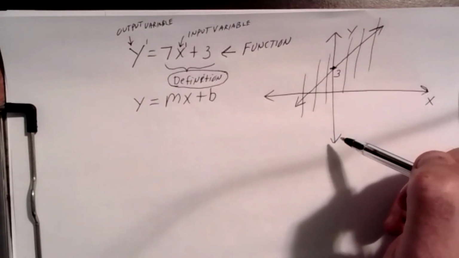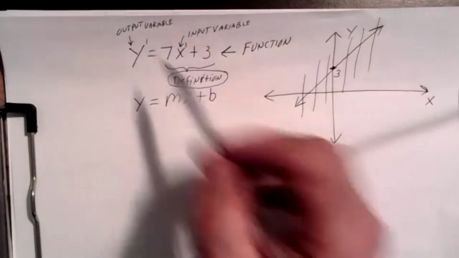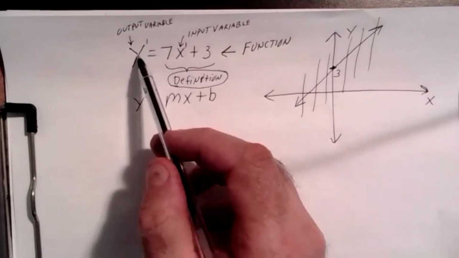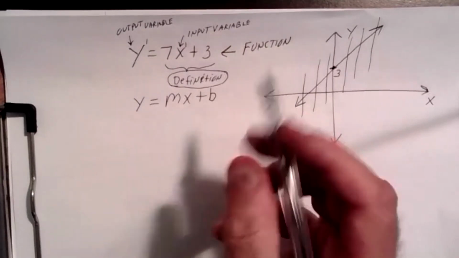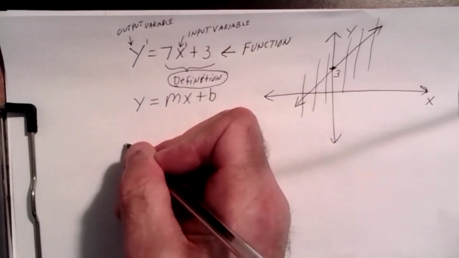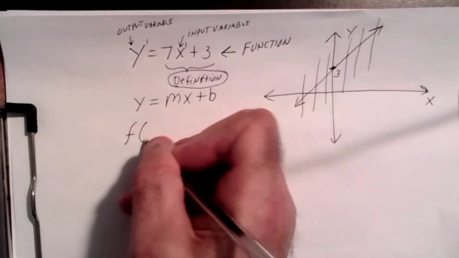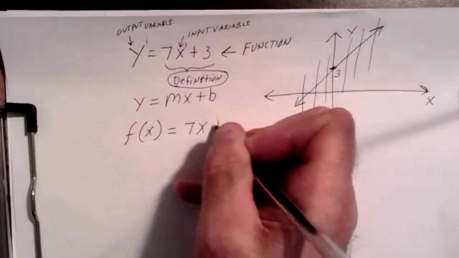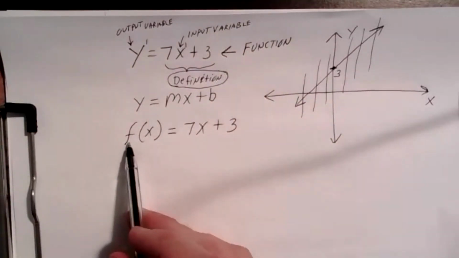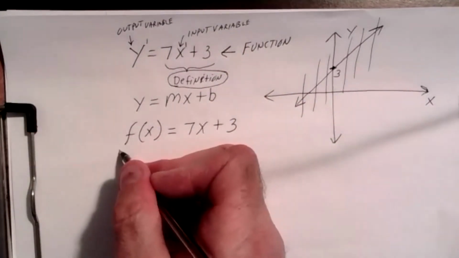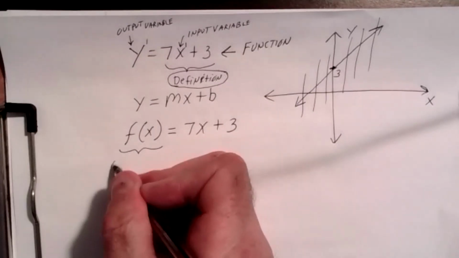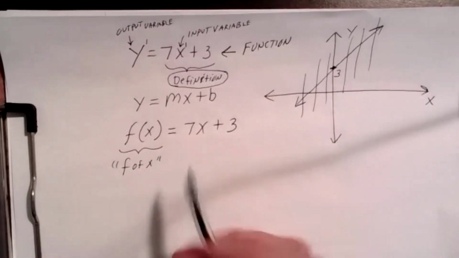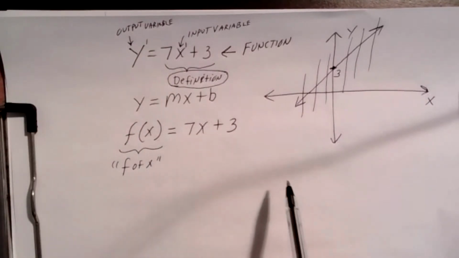It doesn't matter, ladies and gentlemen, what you call the input and output variables. For that reason, oftentimes in higher level math, instead of using y for the output variable, they tend to use functional notation. So they tend to use maybe this for the output variable. Instead of y, they like to maybe call it f of x. This is called functional notation. You read it as f of x.